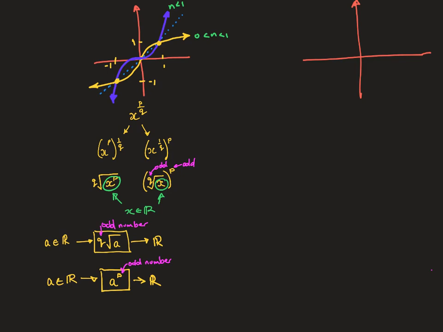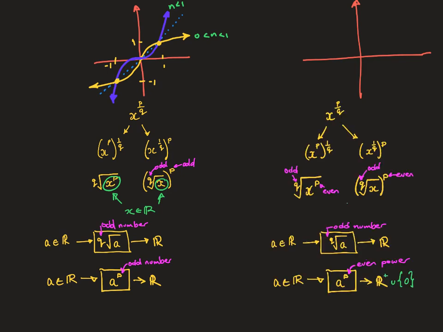If we do the same thing with our even function, we hit a bit of a brick wall. So the same split of this function as before. It's either x to the power of p and then the qth root taken, or you take the qth root first and then raise to the power of p. So what we've got on the left-hand side here is an odd root of something raised to an even power. So let's think about this one first.